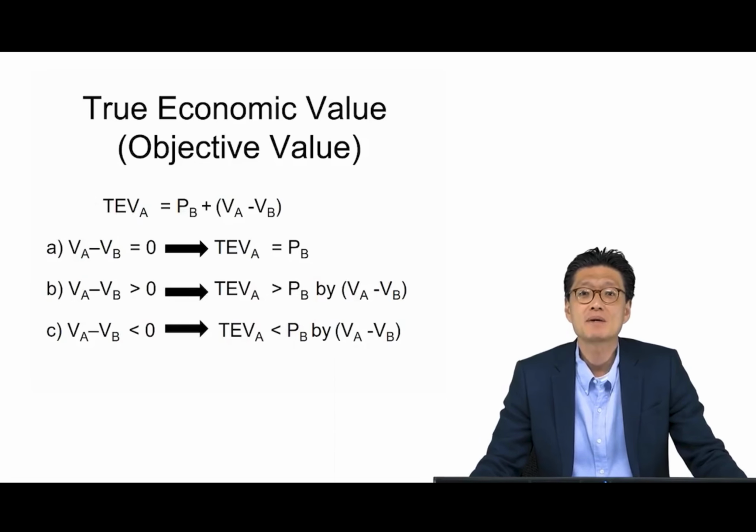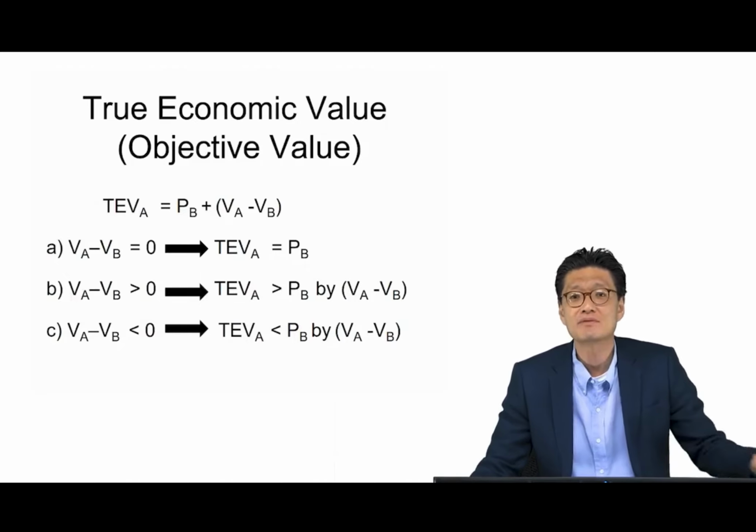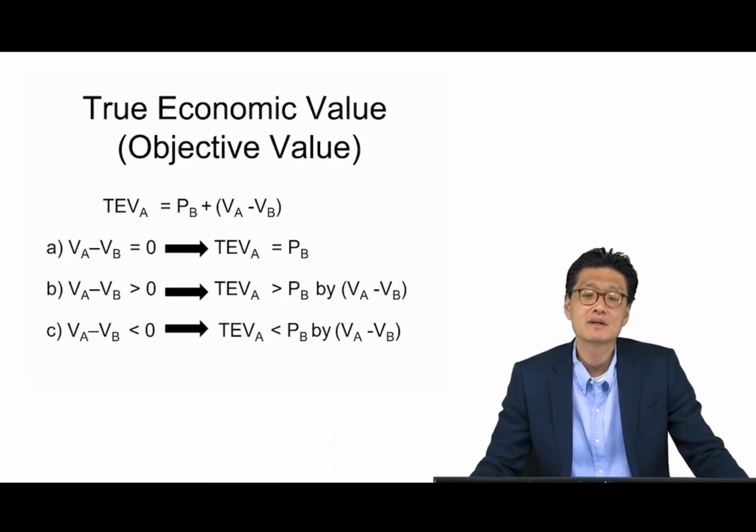But then the question becomes, how much more should I charge than the price of B? Well, you should be able to charge VA minus VB more, because that's the difference in value that I'm providing compared to the competition, compared to brand B. Therefore, I should be able to charge more than the price of B by that much more. In other words, VA minus VB more.